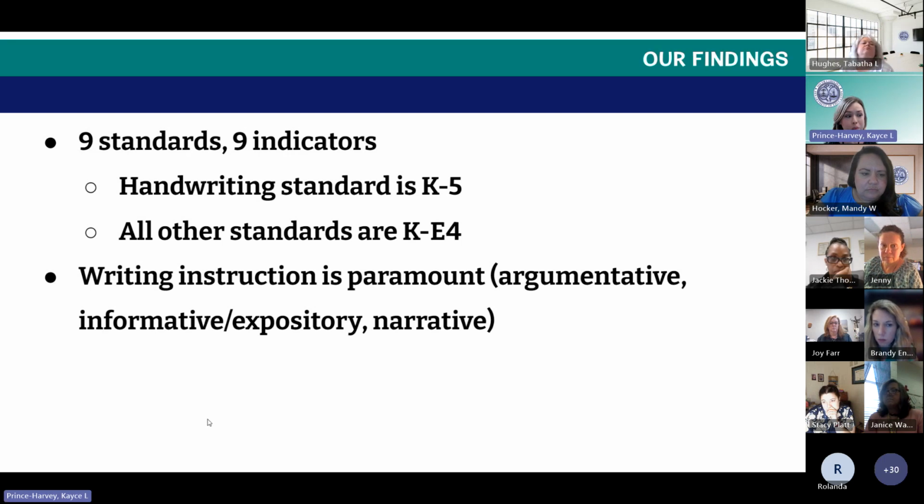Writing instruction is paramount at all grade levels. So argumentative, informative, expository, and narrative all are addressed. And one additional piece that I like to address here is you're not going to see any language in any of those grade levels that the product that a student creates in any of those modes of writing has to be an essay. It could be an infographic, it could be a pamphlet.